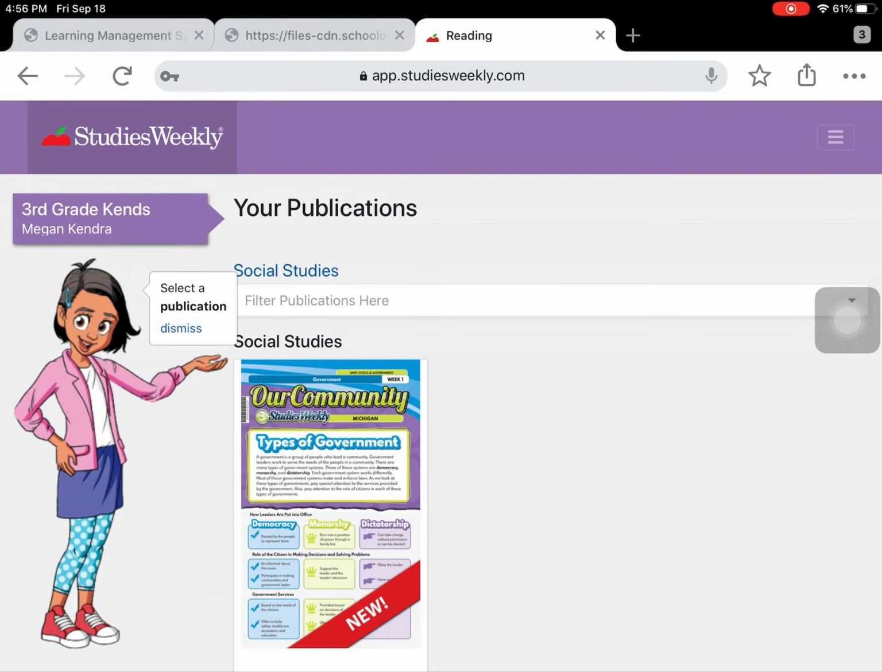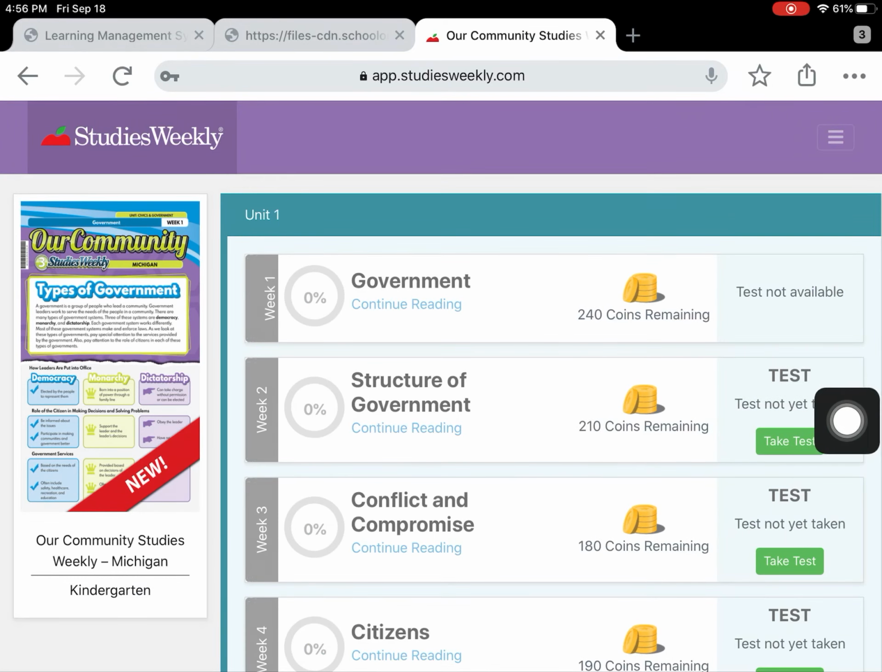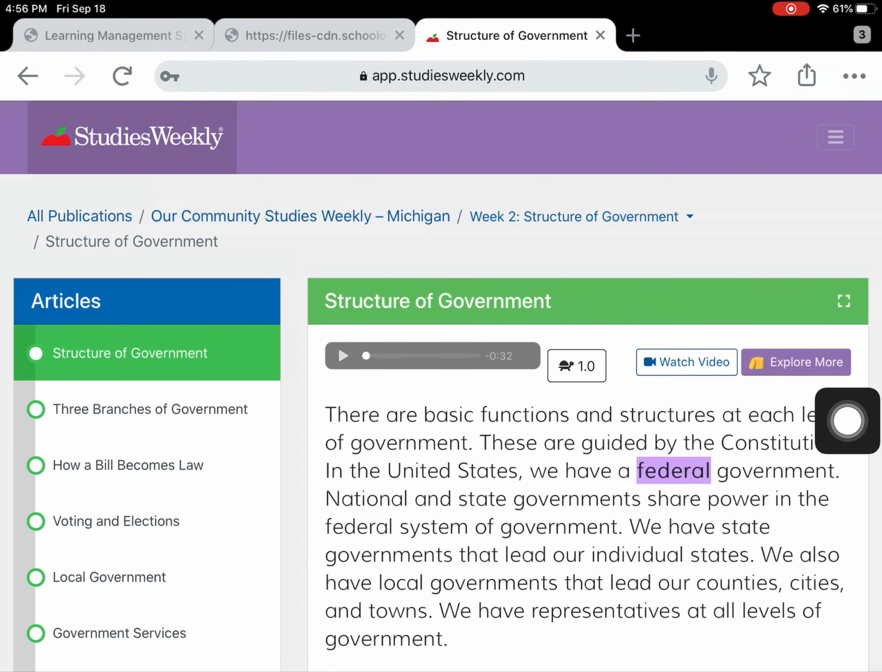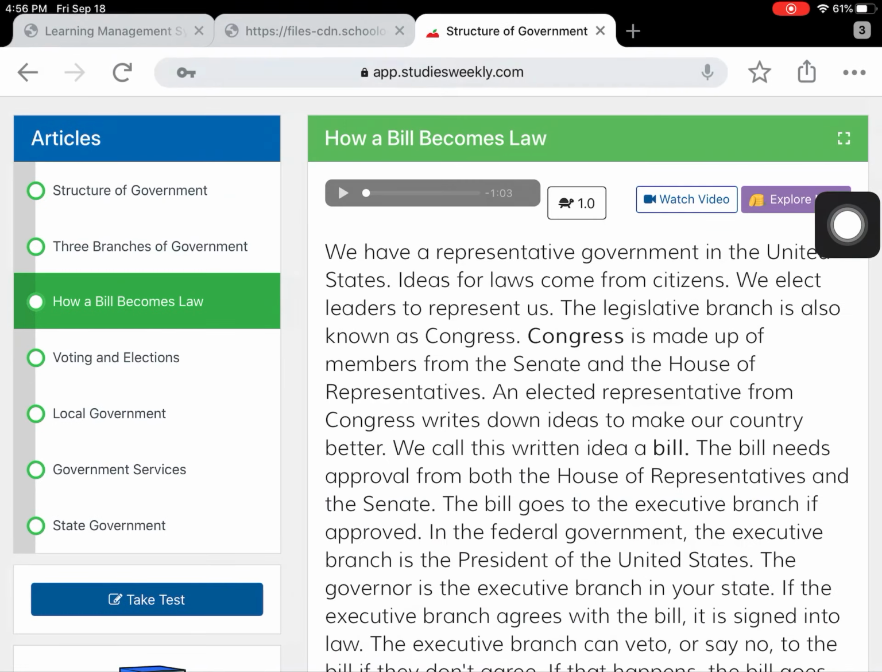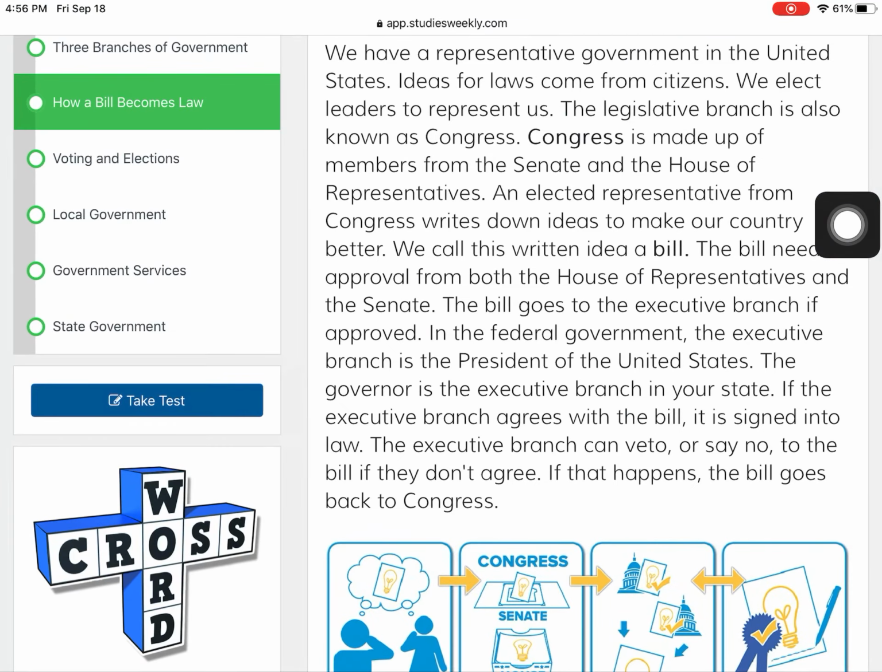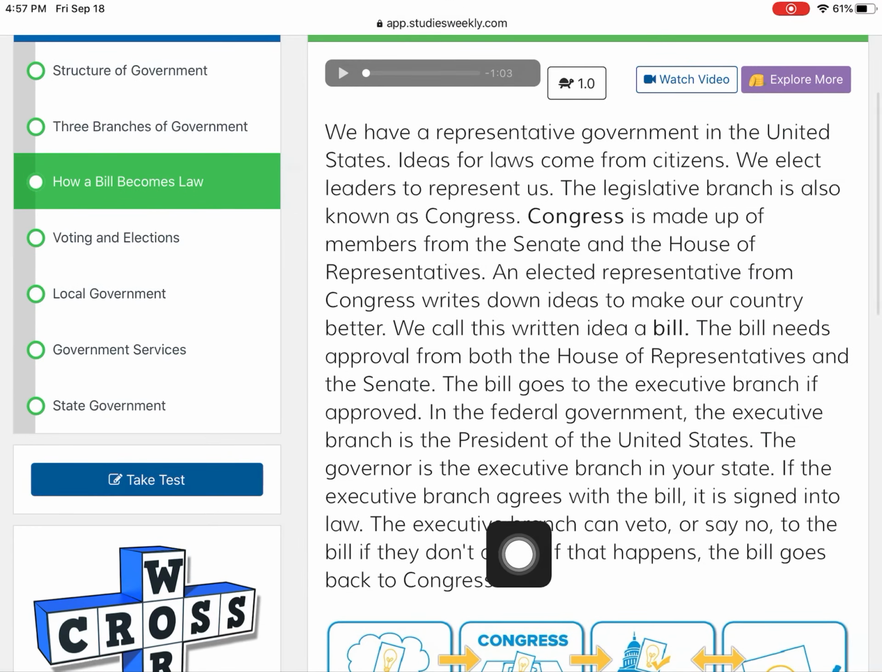We are going to click on our same publication that we've been working with, and again, week 2. We have done structure of government, the 3 branches of government, voting and elections. Today we're going to go into how a bill becomes a law. All right, so another passage here, we're going to talk about what a bill is and how it becomes a law. I'm going to go ahead and read our passage here.